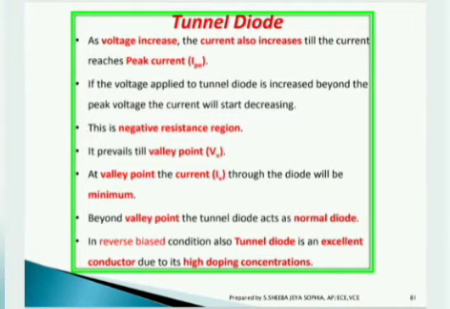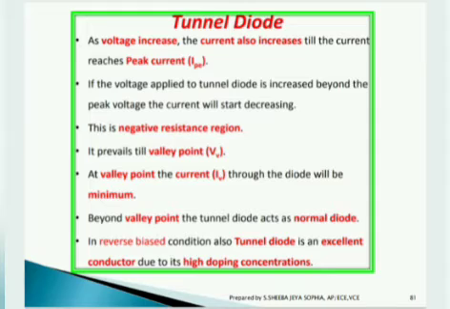Regarding this tunnel diode, as voltage increases, the current also increases till the current reaches the peak current, that is IP. If voltage applied to the tunnel diode is increased beyond the peak voltage, the current will start decreasing. And this is said to be the negative resistance region, which we have seen in the graphical representation itself. It prevails till the valley point, that is VV. At the valley point, the current IV through the diode will be minimum. Beyond the valley point, the tunnel diode acts as a normal diode.